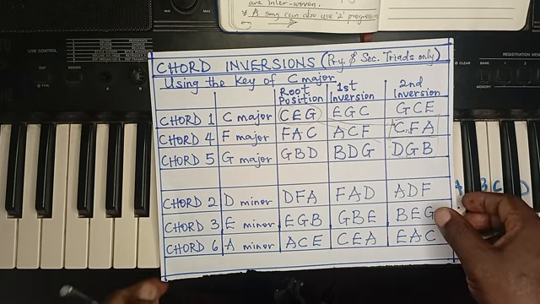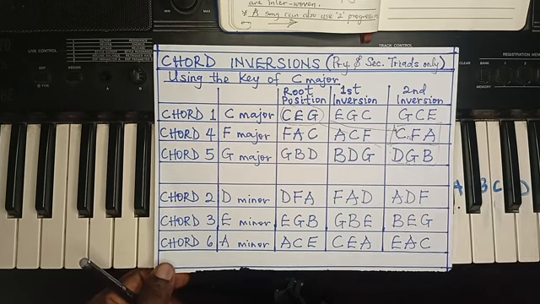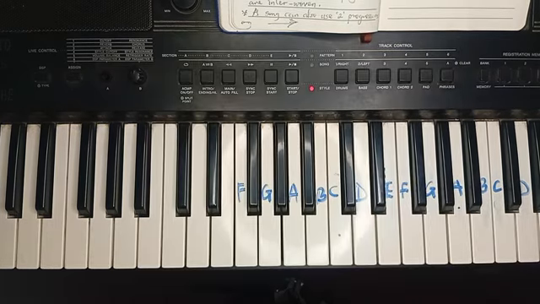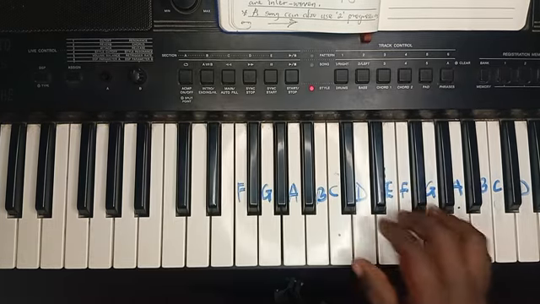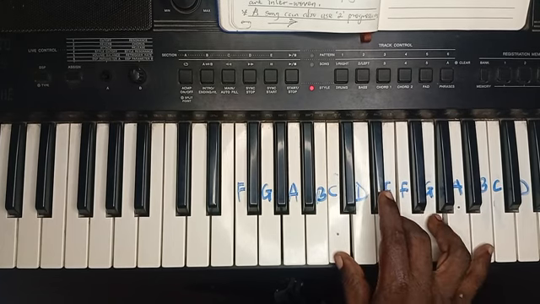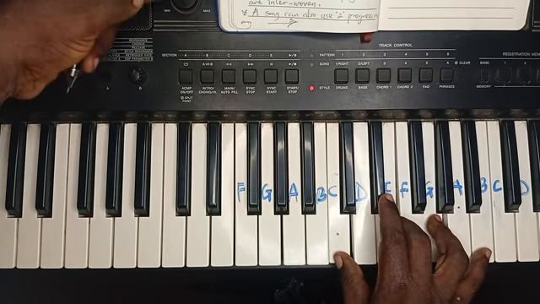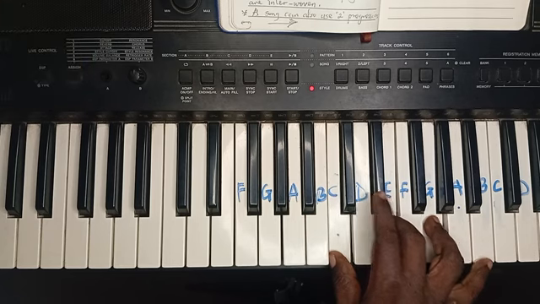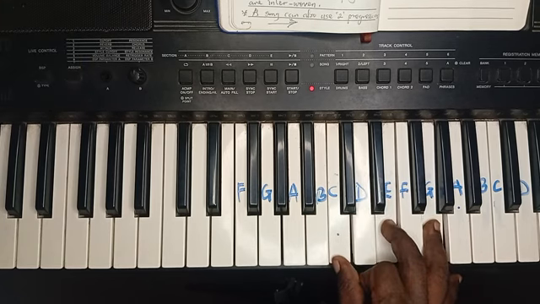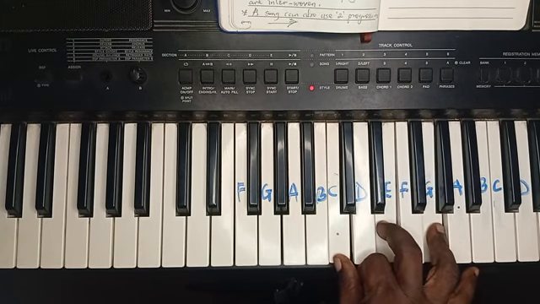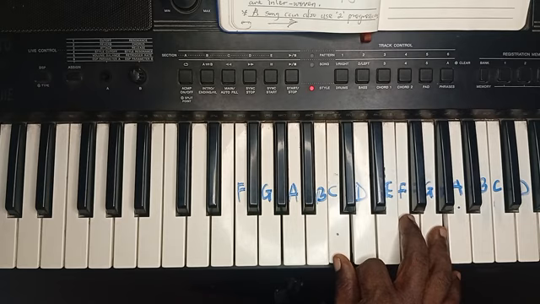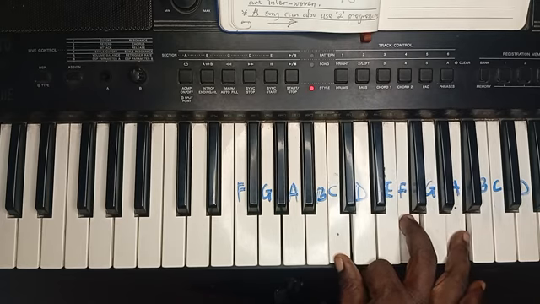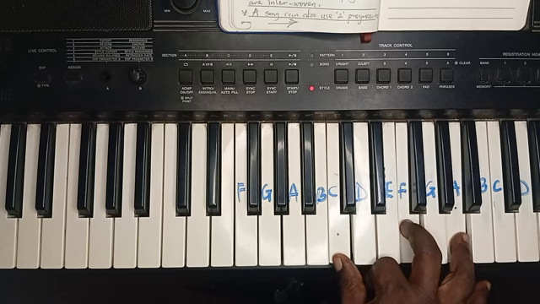Let me demonstrate it for you. Can you see that? Root position of chord 1, C, E, G. I want to go to chord 4. All you need to do is use the second inversion of chord 4. E moves to F, G moves to A. You now have C, F, A.